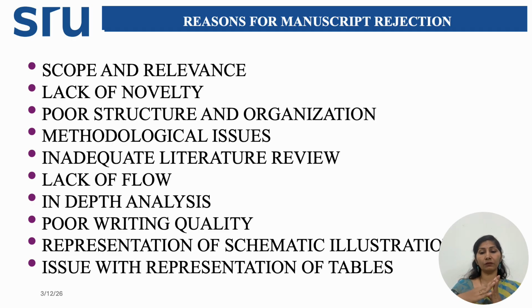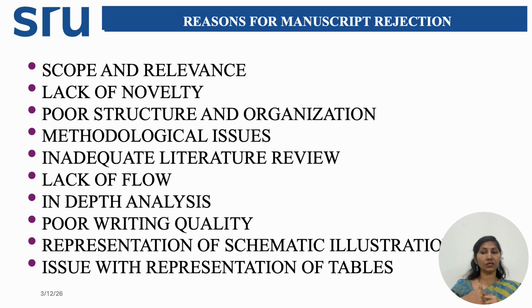Then poor writing quality. Nowadays you have many AI tools like Grammarly, Quillbot, Paperpal to enhance your writing. If you have poor writing quality, your paper will get rejected. Some Springer journals check your writing quality and give you a number also. If it is 4 or 6, the writing quality is low; they are rating the quality of the paper also.